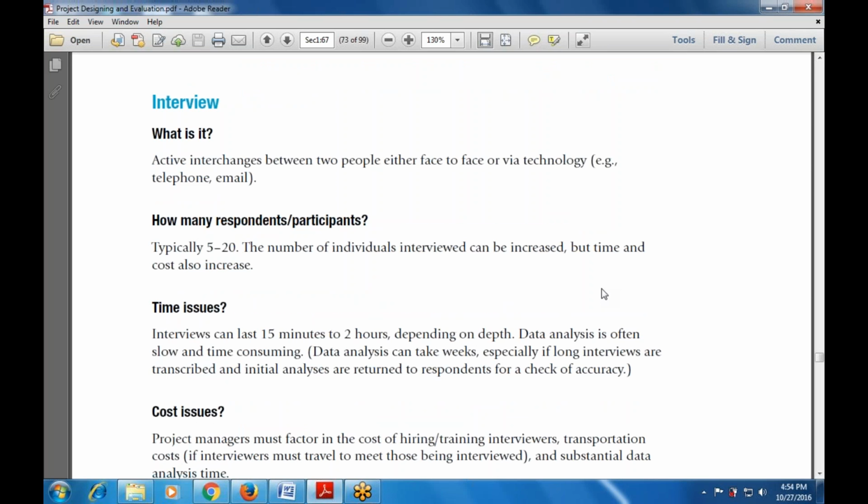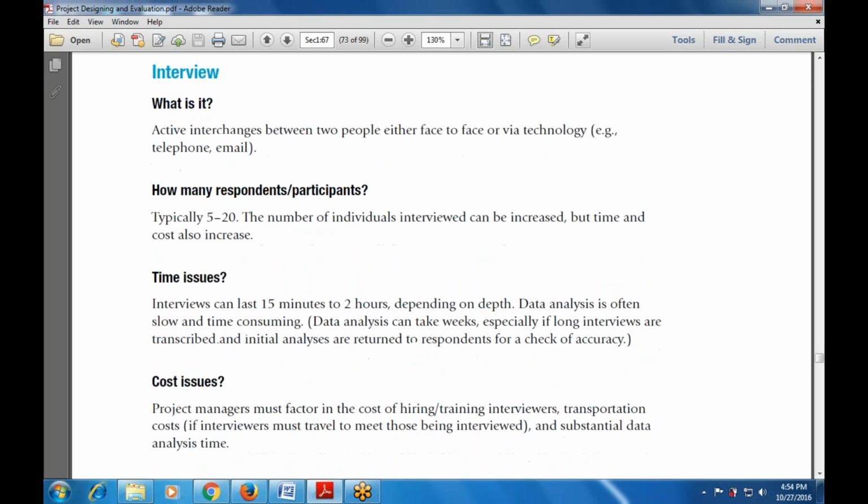Whatever data is returned for the check of accuracy, that is a time issue, which typically ranges from 15 minutes to 2 hours. There is an initial period required when the results are returned to the respondents for a check of accuracy.